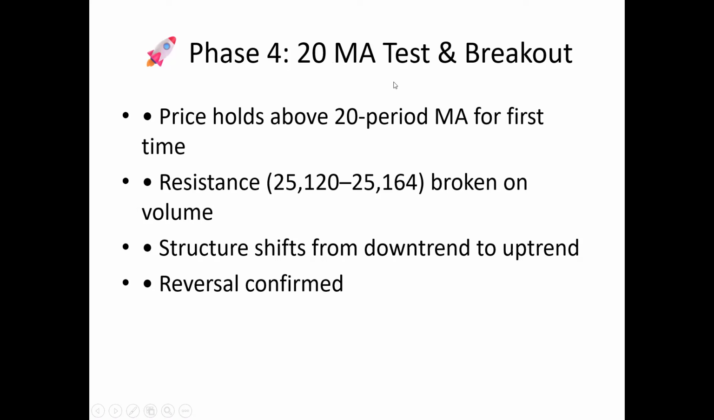In phase 4, what happened is it started testing the 20-period moving average. That means the longer period moving average. For the first time, as I had shown you in the chart, resistance on the chart, Nifty, it was showing 25,120 and 25,164. That was broken with volume. Structure shifts from downtrend to uptrend. That is reversal confirmed.